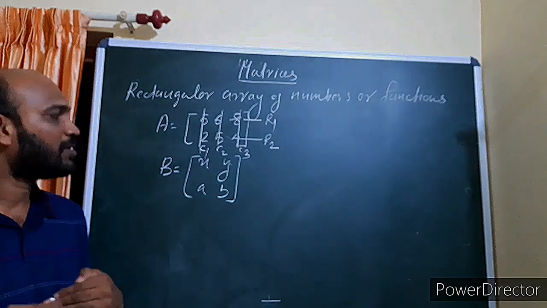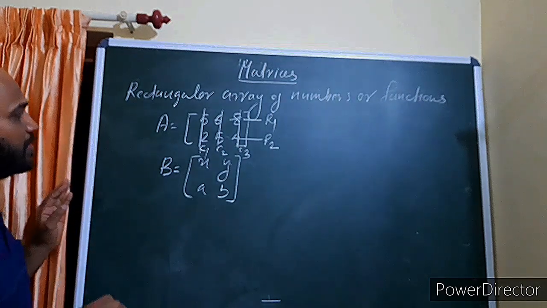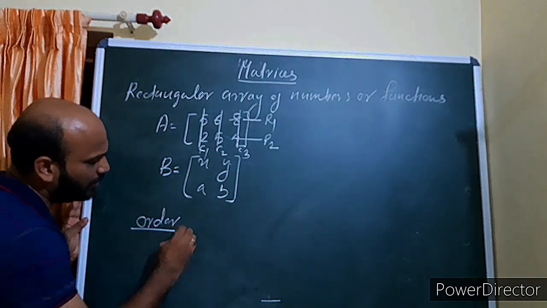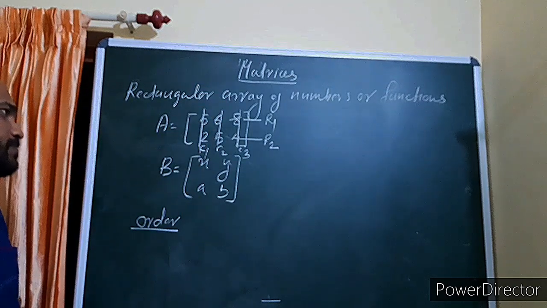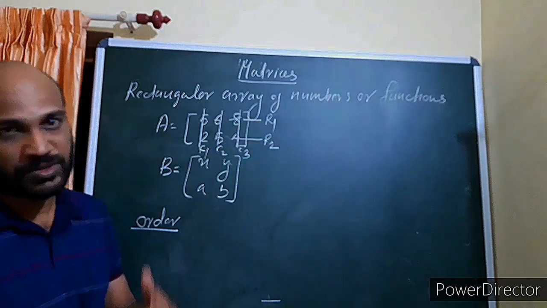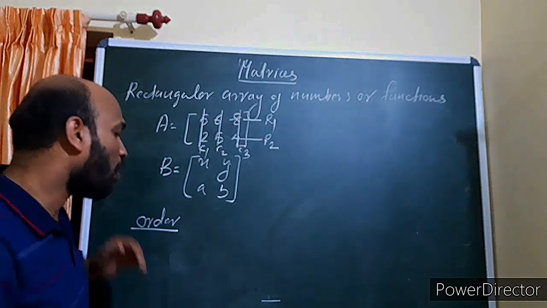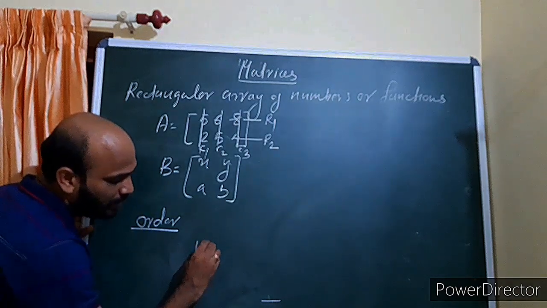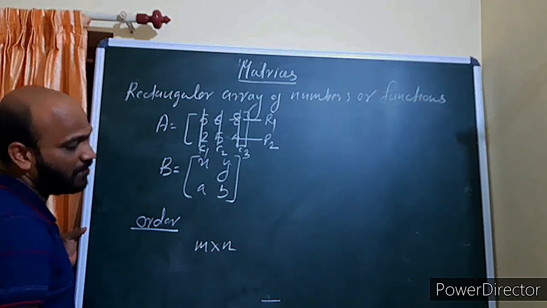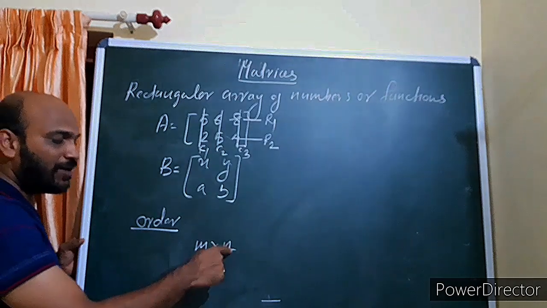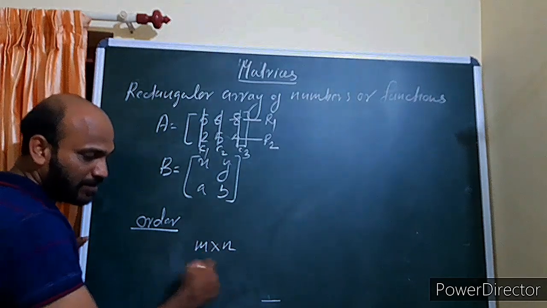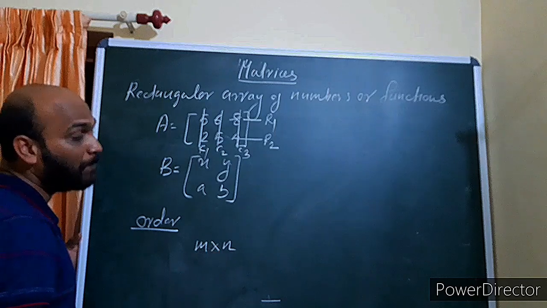Using columns and rows, we represent the order of a matrix. Order. The first thing you have to study in this chapter is order of matrix. If a matrix has m number of rows and n number of columns, then the order of that matrix is denoted by this symbol, and we read it as m by n.